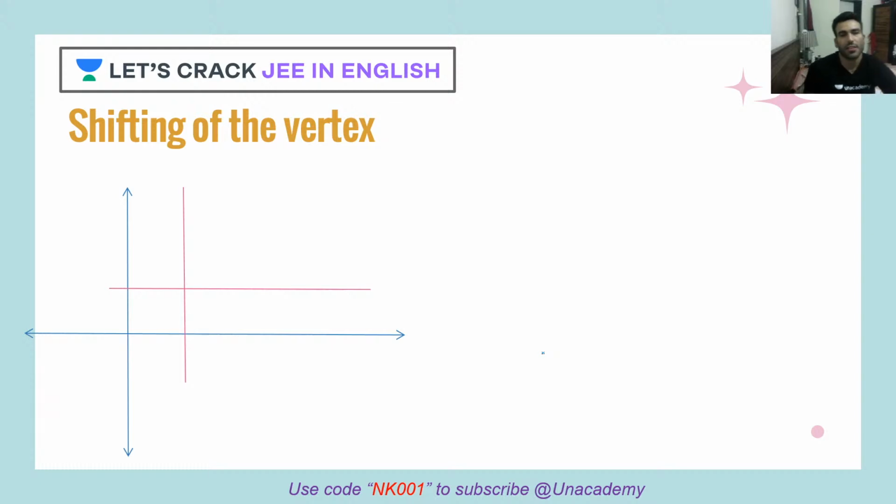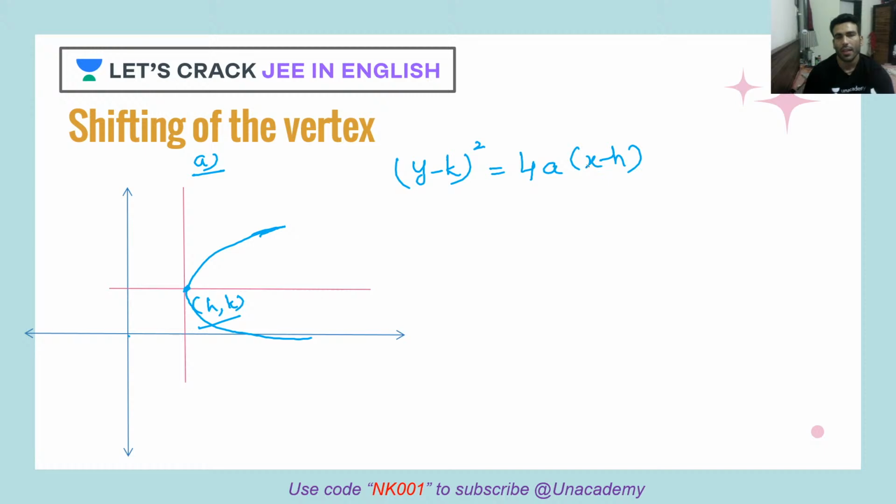Shifting of the vertex. Yes, this I was talking about. So now just imagine, case number 1, I am shifting the parabola's vertex to h comma k, and I'm keeping the same axis, like this. Now tell me one thing, if you have studied functions with me, you must be remembering, when something is shifting towards right, what happens? So now the parabola's equation would become y minus k whole square is equal to 4a times x minus h.